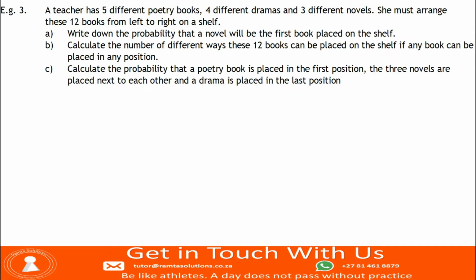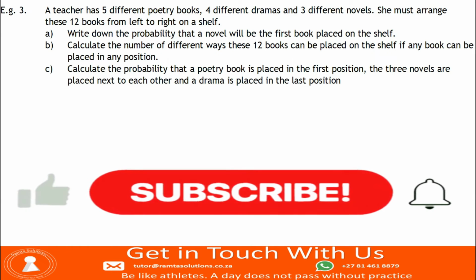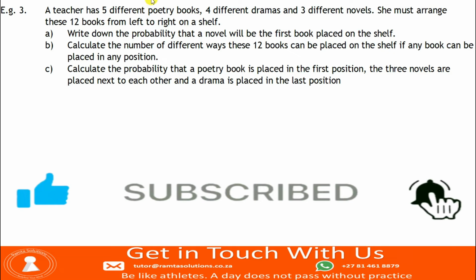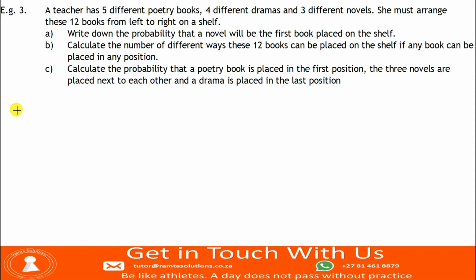Number 3, a teacher has 5 different poetry books, 4 different dramas, and 3 different novels. She must arrange these 12 books from left to right on a shelf. Number A, we have 12 books, of course. Write down the probability that a novel will be the first book placed on the shelf.